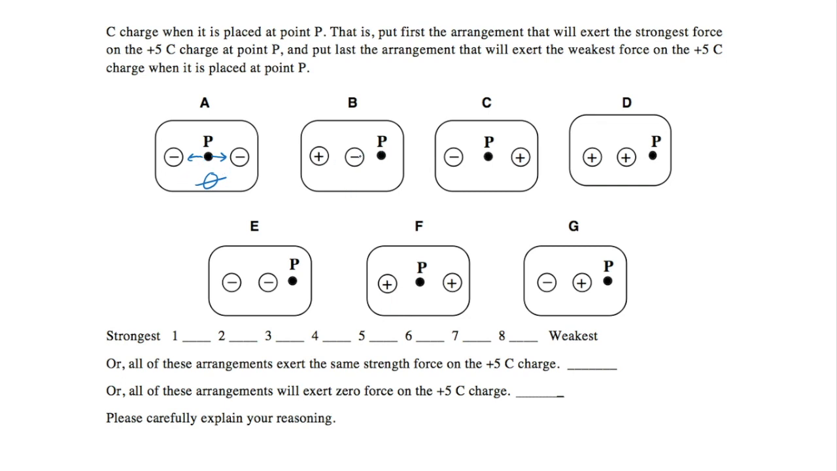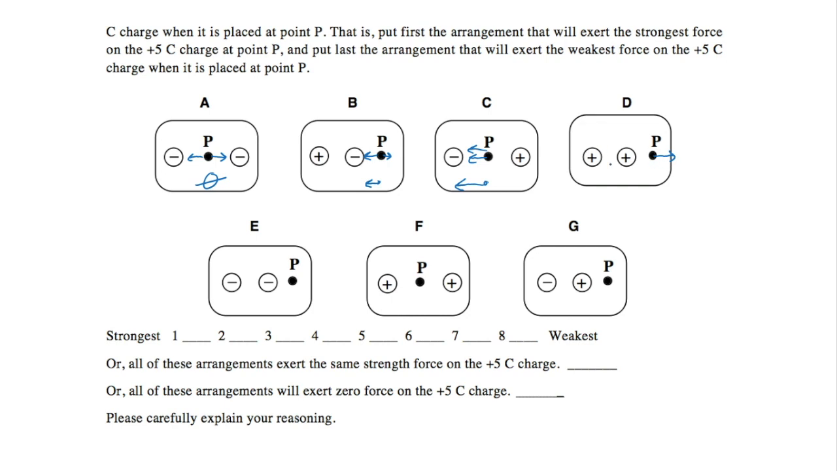Now let's take a look at this one. The negative is going to attract this to the left and it's close to it, so it's going to be pretty big. The positive is going to push it to the right, it's going to be kind of small. So this is going to feel a kind of small force to the left. Letter C, we have this negative that's going to pull it over to the left, and then this positive that's going to push it over to the left as well, meaning that this one's going to feel a huge force to the left.